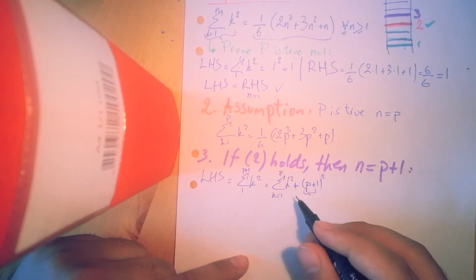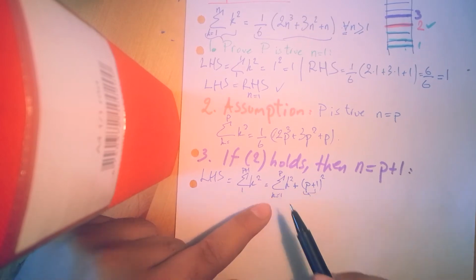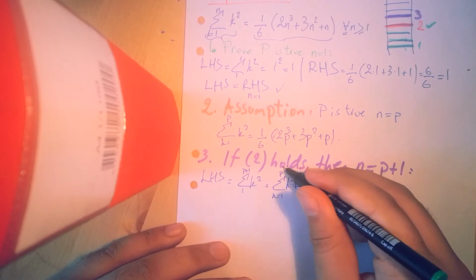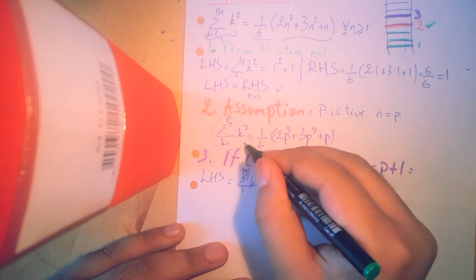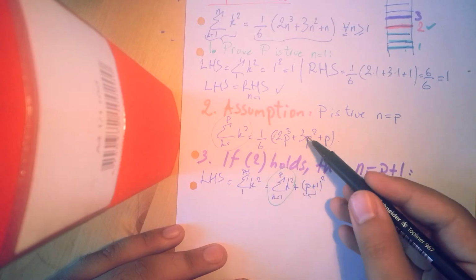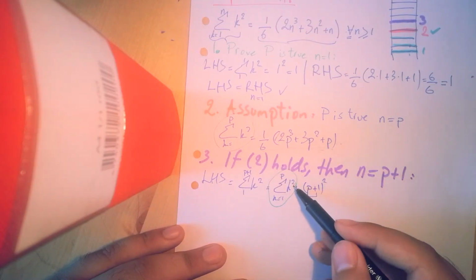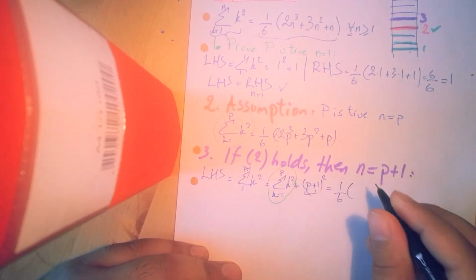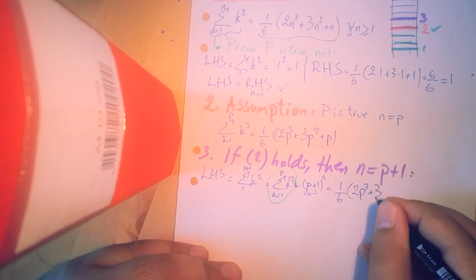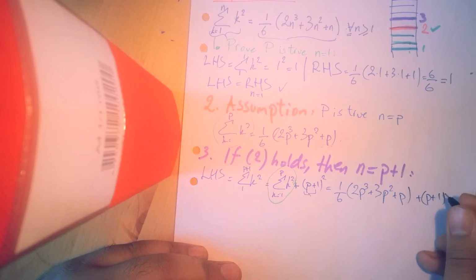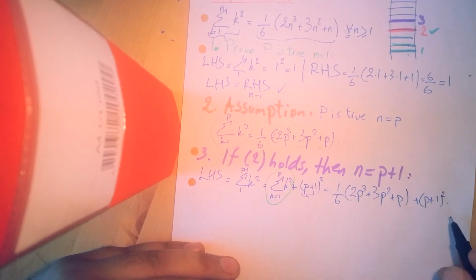This is just that. So now we can see that this is exactly what we have in the assumption here. This expression is exactly what we have in the assumption here. It's the same one. So it equals this here. So we're just going to put this in here, plug it in, and then calculate what this gives us. So basically we just write 1 over 6, 2p3 plus 3p2 plus p plus 1 squared. And that's what that equals.